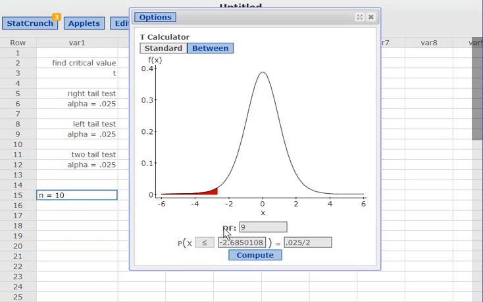And that means that in two tails, there's going to be a plus or minus 2.69 as my T critical. Thank you. I hope this helps you to find the T critical value in your hypothesis testing.